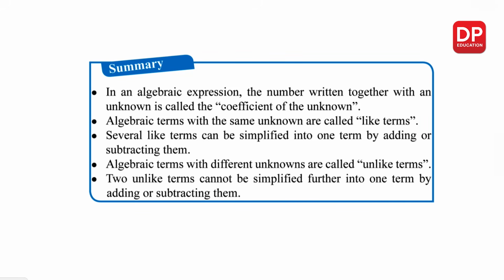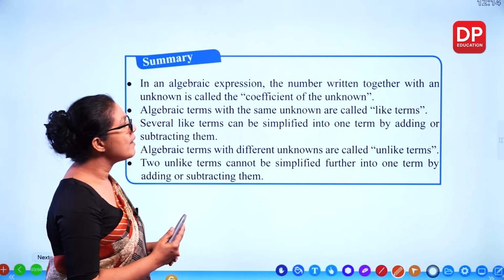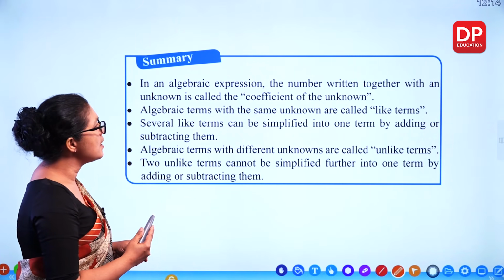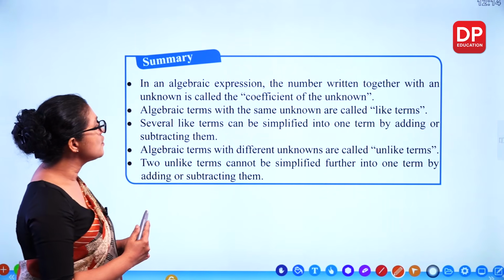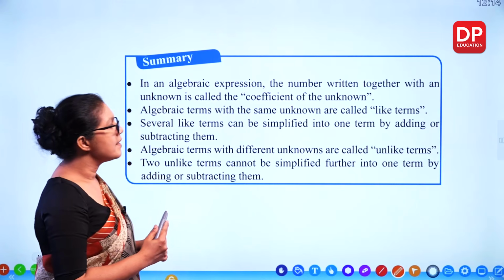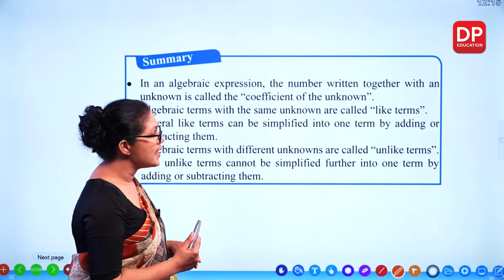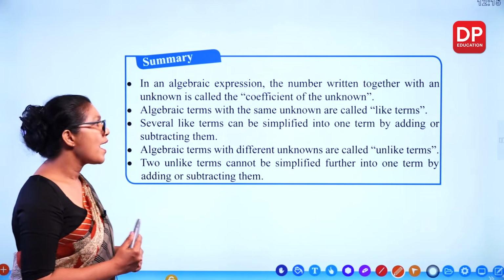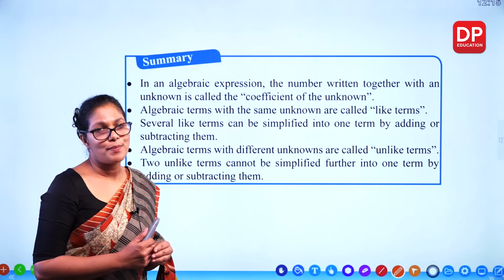We covered all theory related to algebraic expressions. So algebraic terms with the same unknown are called like terms. Several like terms can be simplified into one term by adding or subtracting them. And algebraic terms with different unknowns are called unlike terms. Two unlike terms cannot be simplified further into one term by adding or subtracting them. So practice all exercises and examples and be thorough with algebraic expressions.